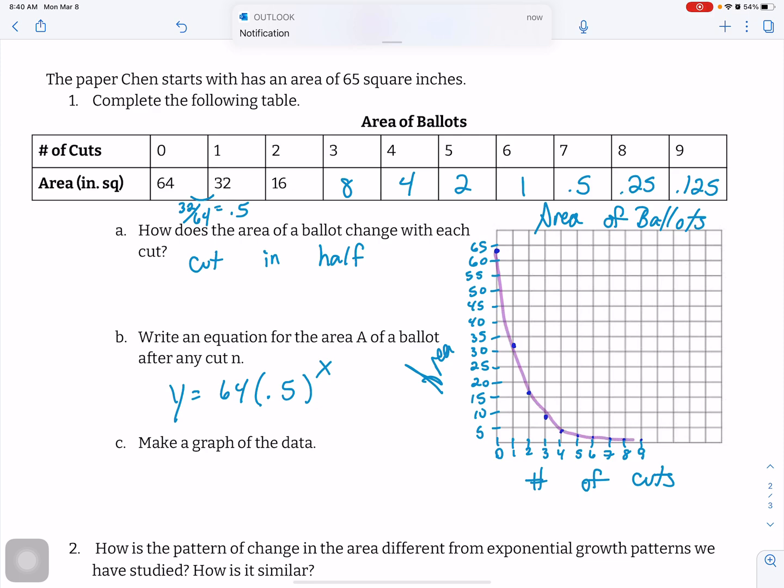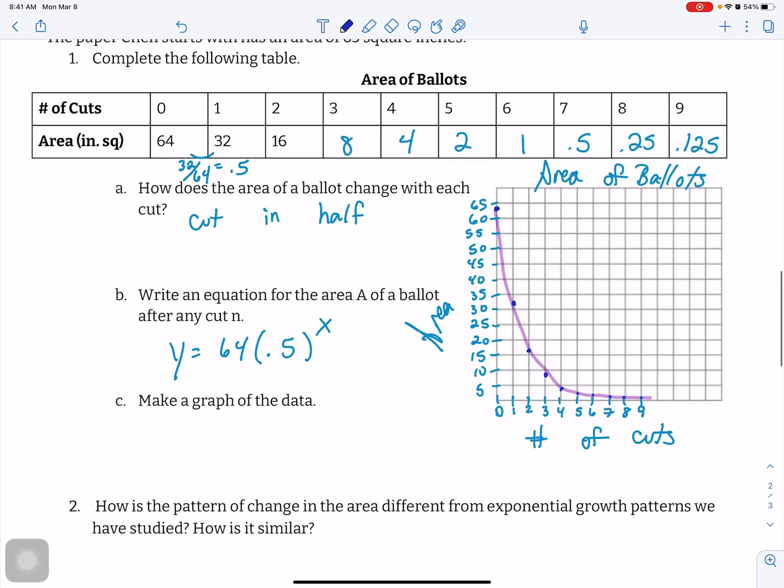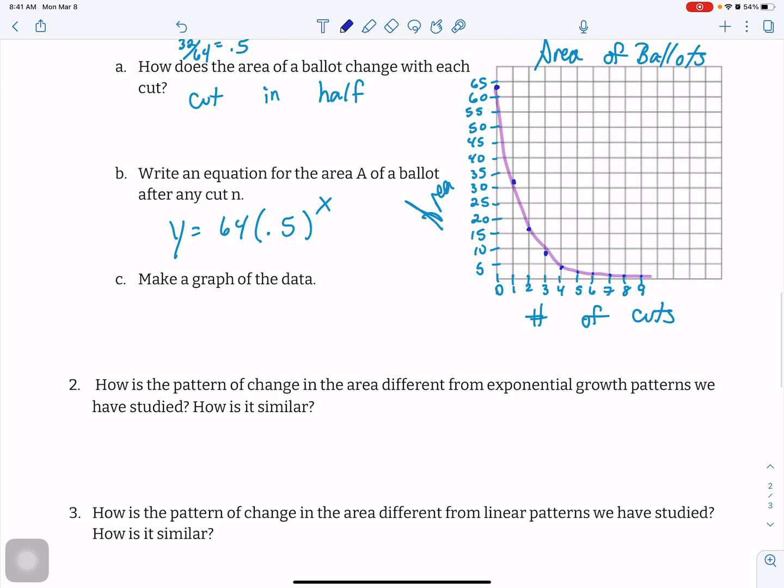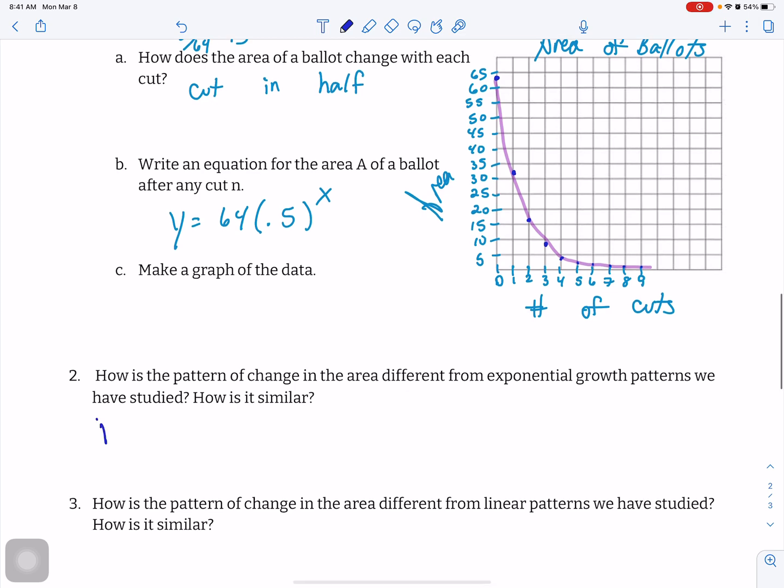But I want you just to kind of see the shape of the graph. But we wouldn't connect it because we don't really have a half cut. That's not something we can truly have. But I want you to be able to see that downward curve a little bit. So the pattern is going to be different from the fact that it's going down. And remember, it's not a slope. So the curve goes down. And it just starts really high and it drops pretty fast.